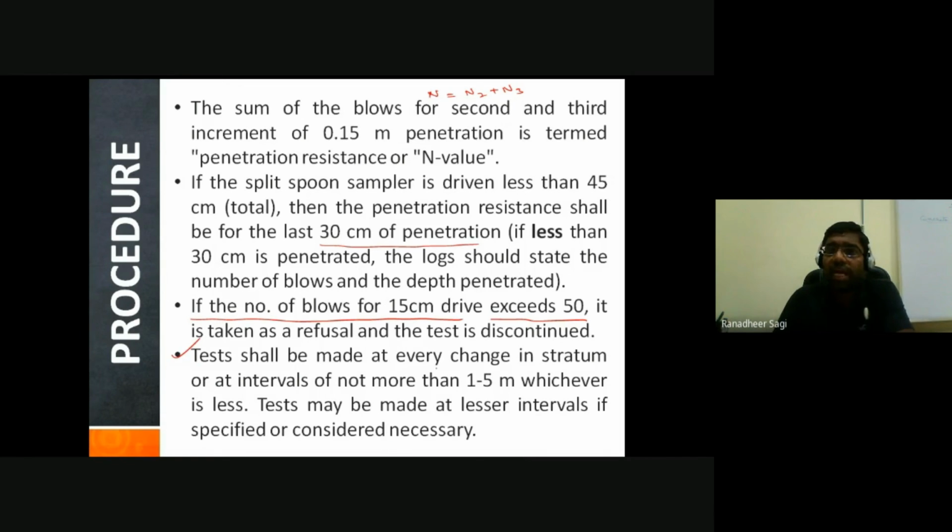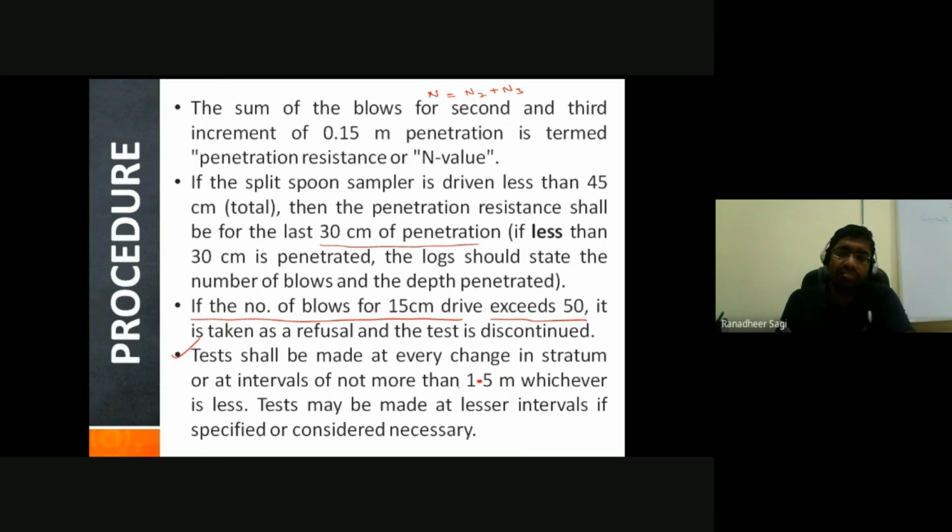Test shall be made at every change in stratum or at intervals of not more than 1.5 meters, whichever is less. So what we said is, at regular intervals of 1.5 meter depth, we can go on to perform the SPT test.